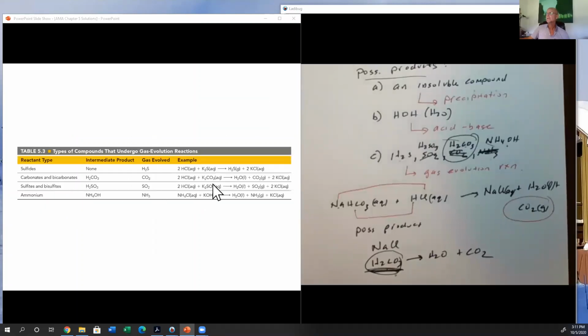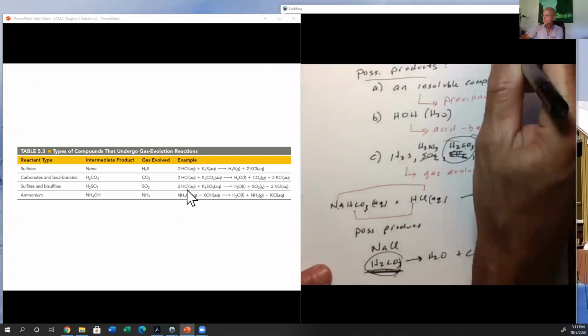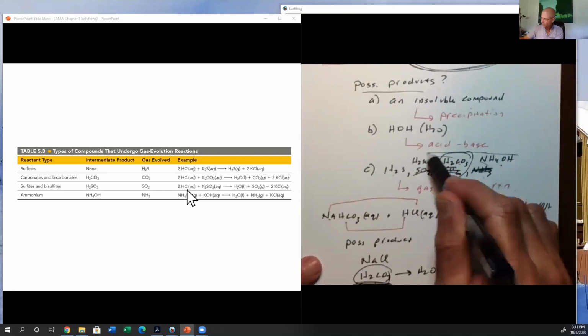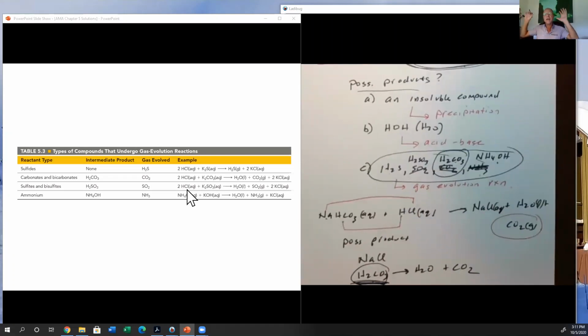If you go back to here, when you see CO3 2 minus and it combines with H, you form this intermediate product H2CO3, which breaks down into H2O and CO2. This is perhaps the most complicated of the three kinds of reactions we've talked about, but it's really not that bad. All you have to remember is if either of the cross products, AY or BX, is one of these four, then you should go, ding ding ding, that is a gas evolution reaction.